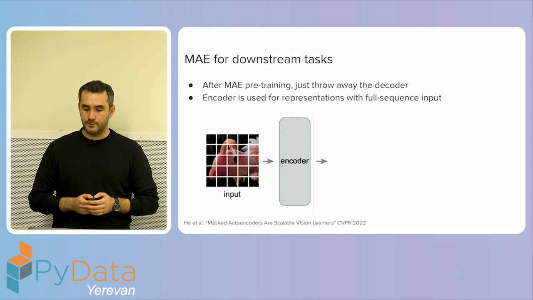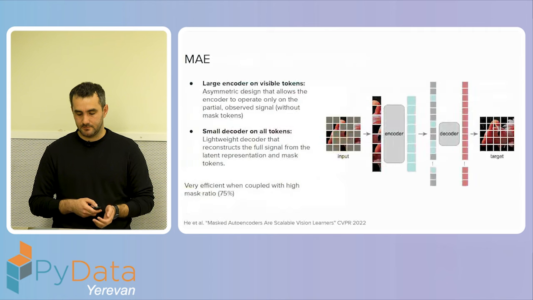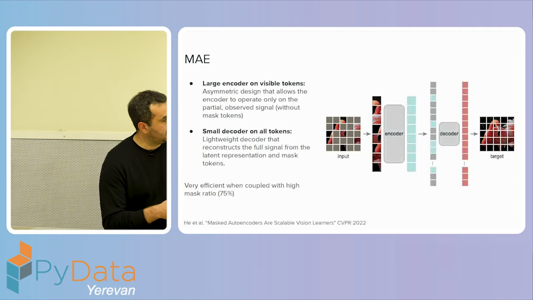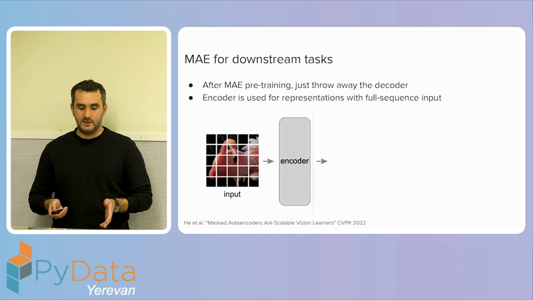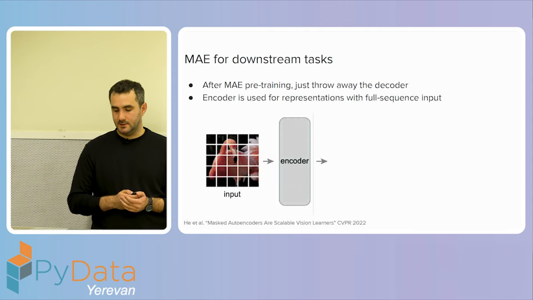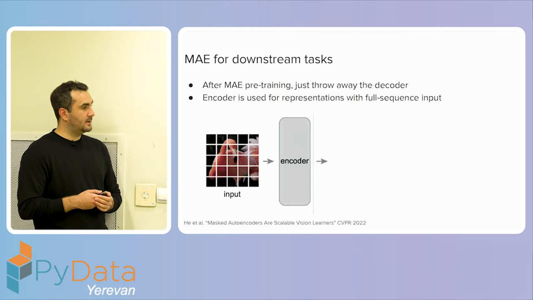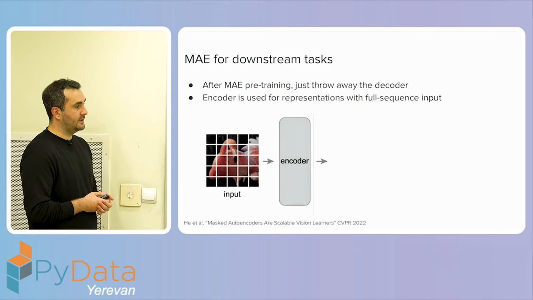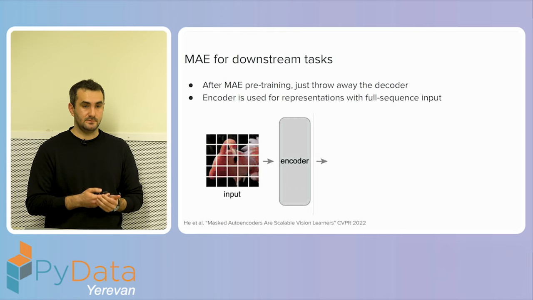Okay, and then how do we use this for downstream tasks? We get rid of the decoder, so we get rid of this part. Then, let's say we have an image and we want to learn its representations. We cut it into patches, and we don't have to mask anything out. Then we pass it through the encoder, and it gives us a vector of representations. And we can use this vector for downstream tasks.